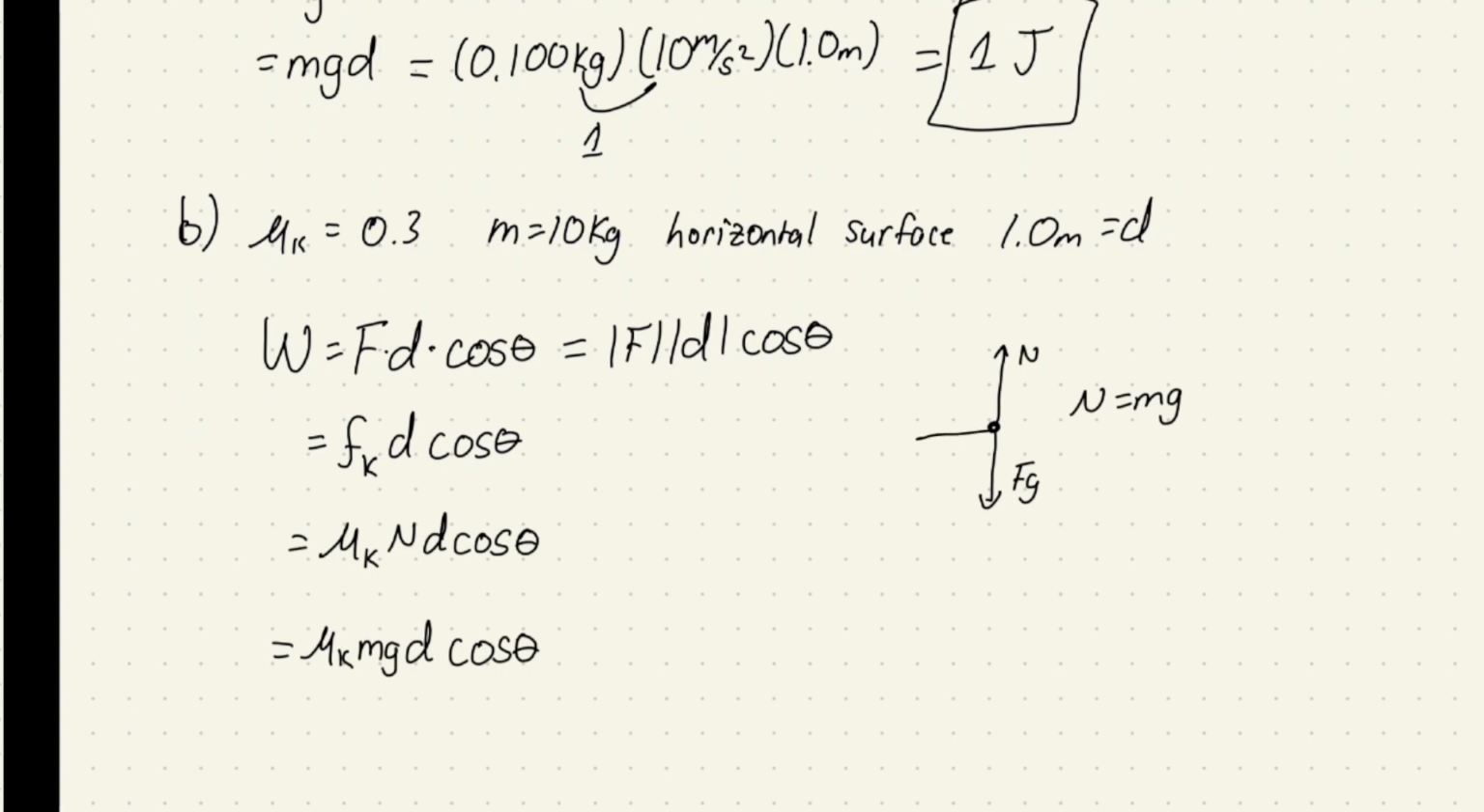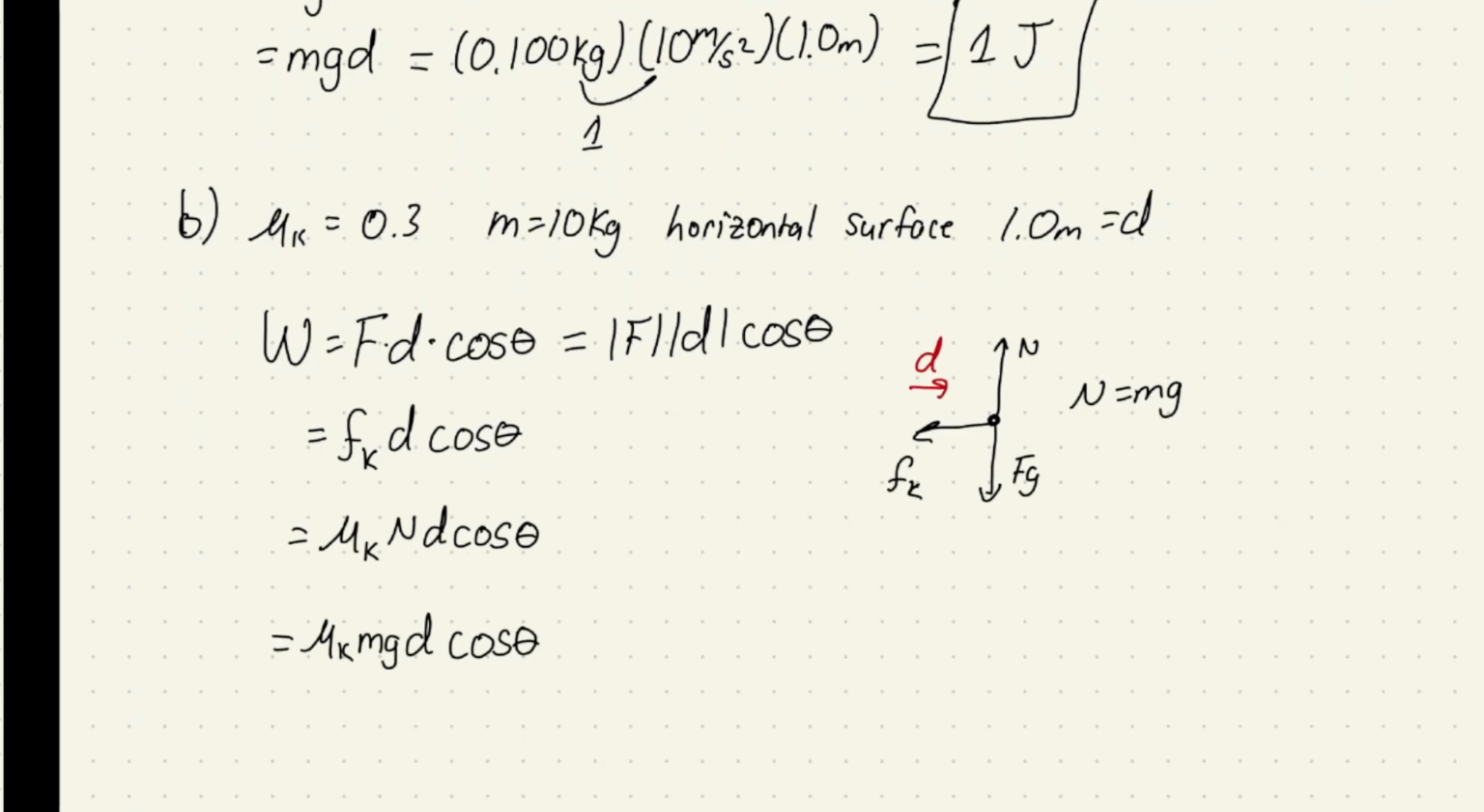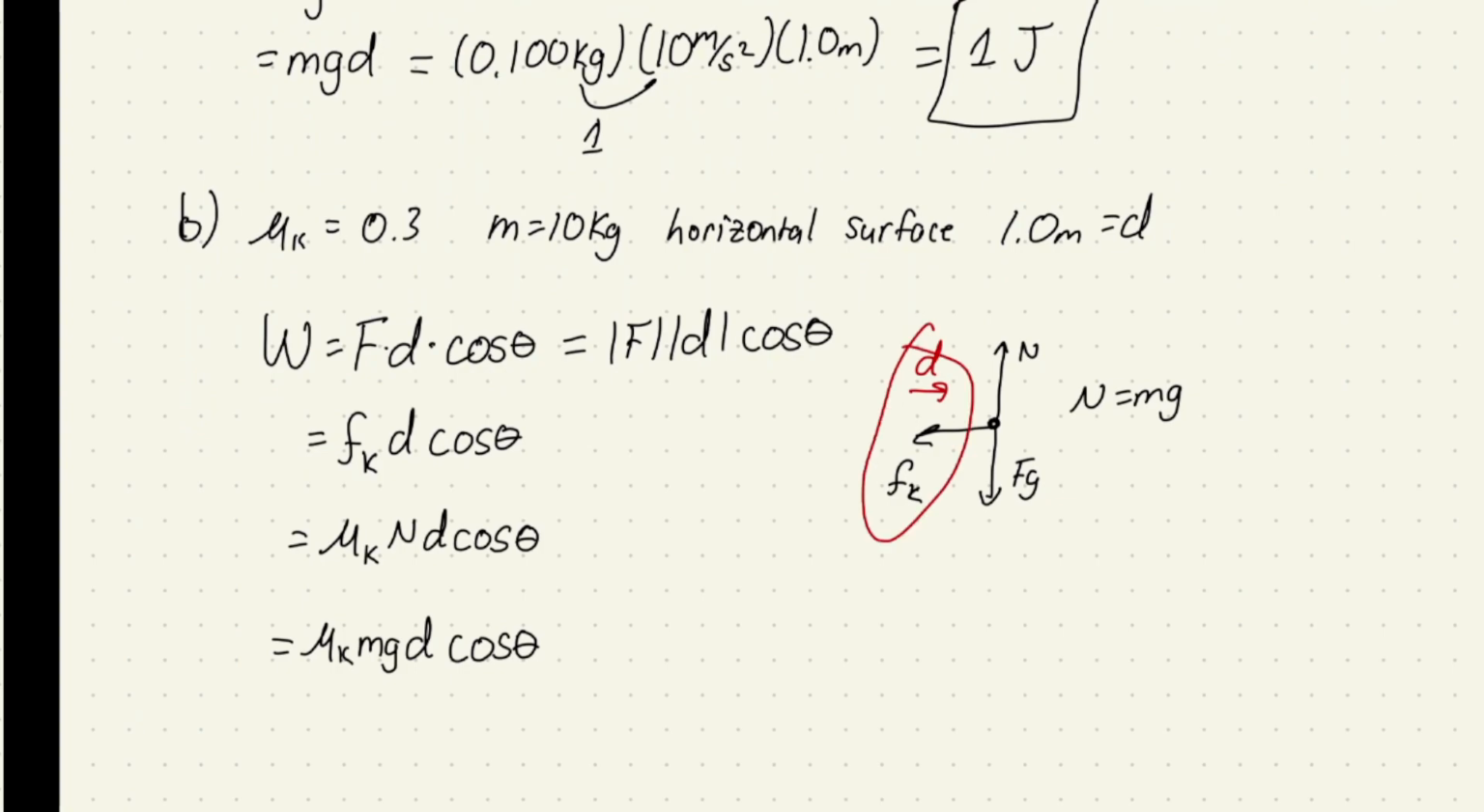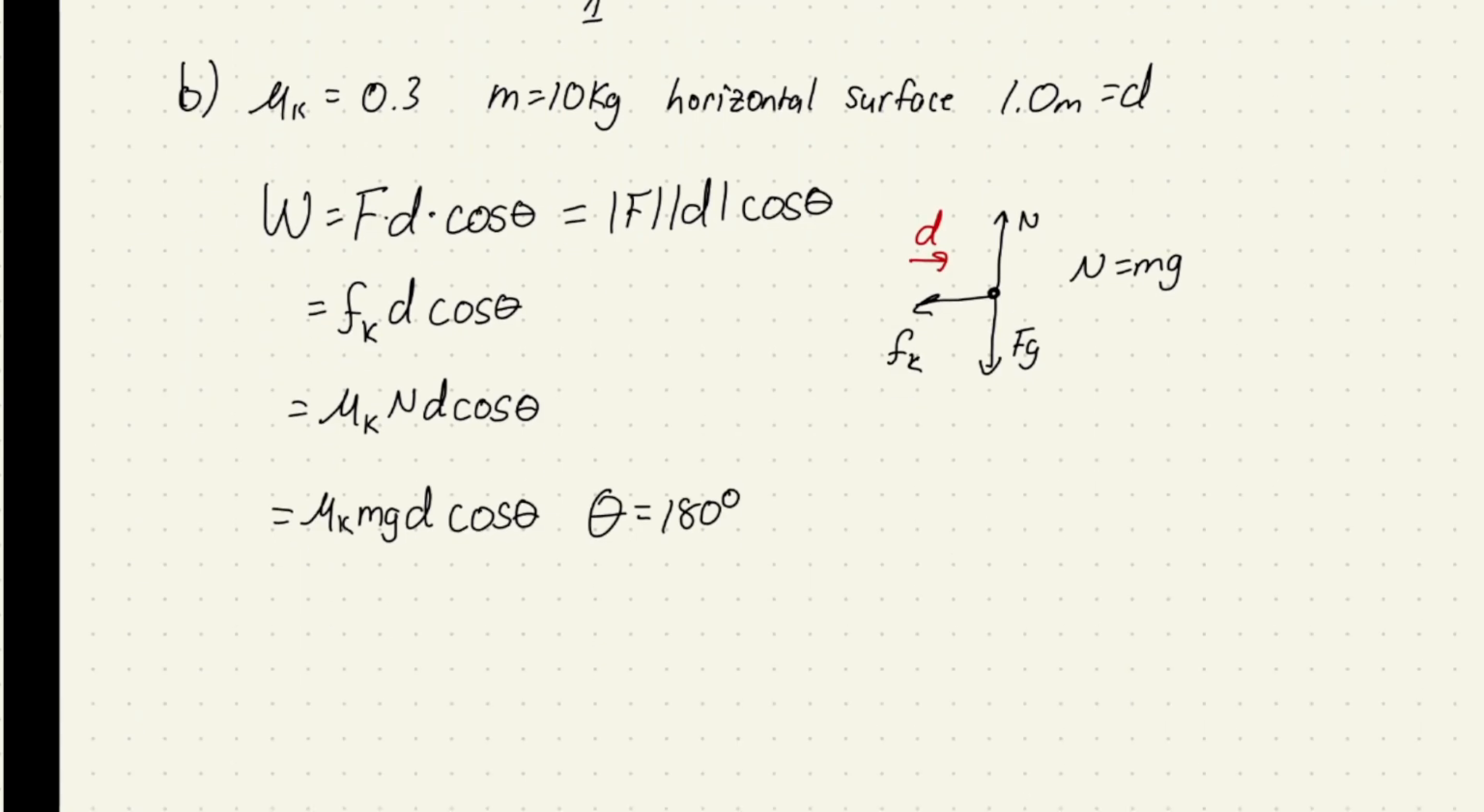Our friction force is going to point backwards to the left, and our displacement should be to the right. So that means that our angle between these two vectors is 180 degrees. So my theta is 180 degrees. That's what gives us the negative work done by friction, not the fact that friction is a negative value.